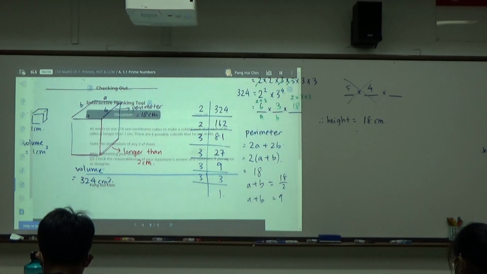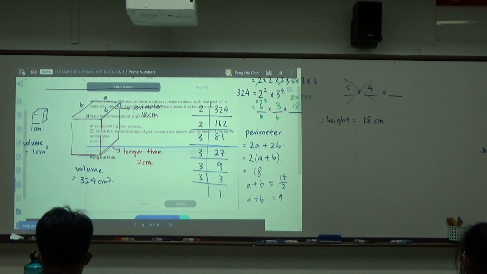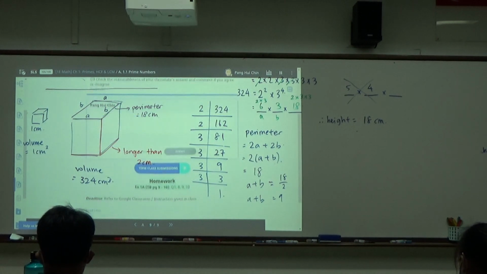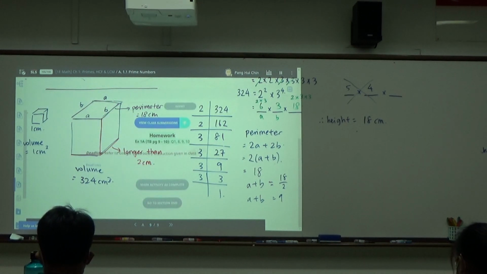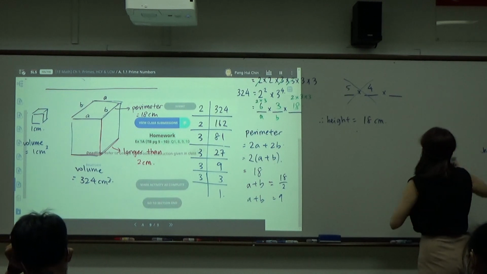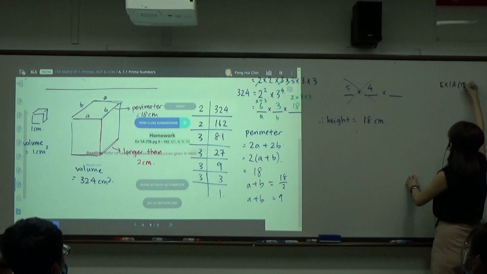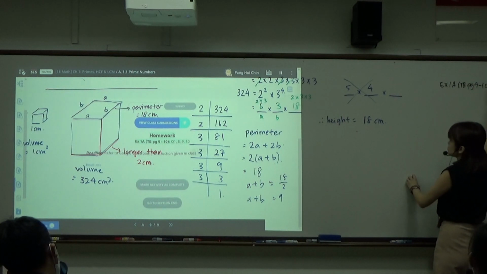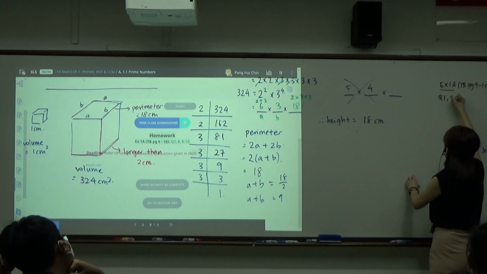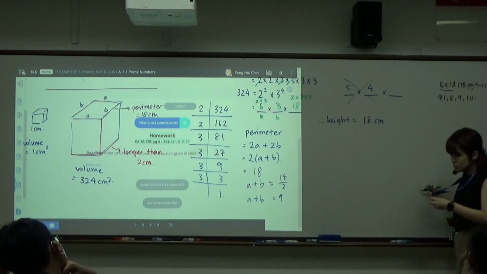Activity 9. I want you to go home and try it yourself. And then homework. Let me write down the homework on the whiteboard. This is our first homework. Questions 1, 8, 9, 10.